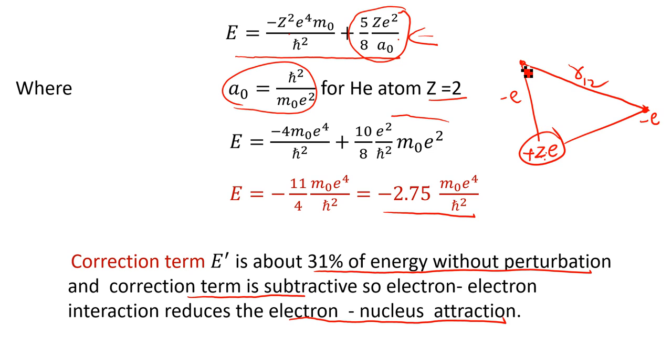The interaction term between electrons produces the energy 5 by 8 Ze squared upon a naught, which is 31% of this. And this is positive and this is negative. So the interaction between electron and nucleus is reduced by the interaction between electrons. This is the end of my lecture.